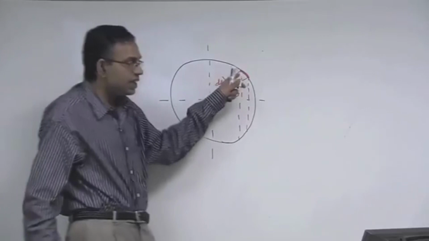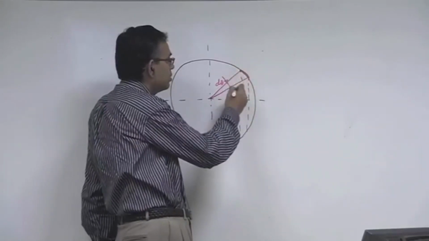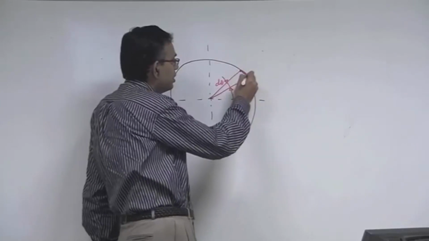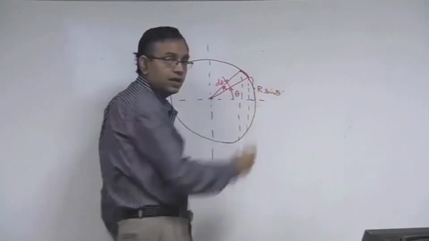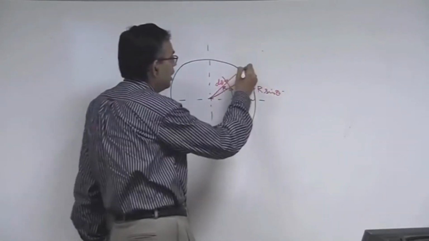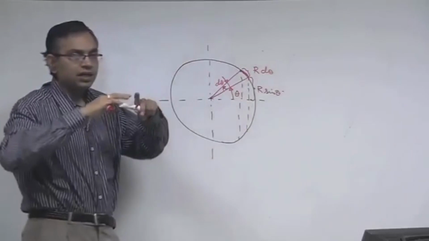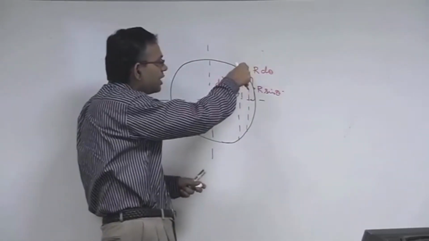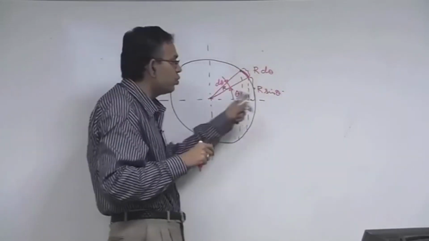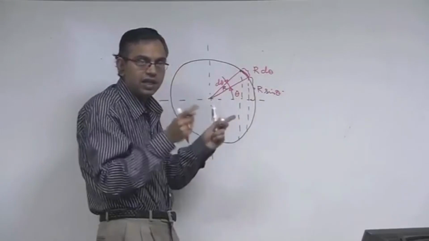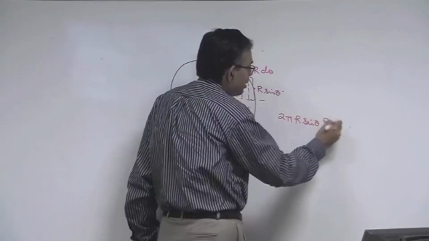So, what is the surface area of this? What is the radius of this strip? This is capital R sin theta, right. And what is the width of the strip? This is R d theta. So, this is almost like the surface of a cylinder with radius R sin theta and height R d theta. So, it is 2 pi R sin theta into R d theta, that is the surface area of this small strip.